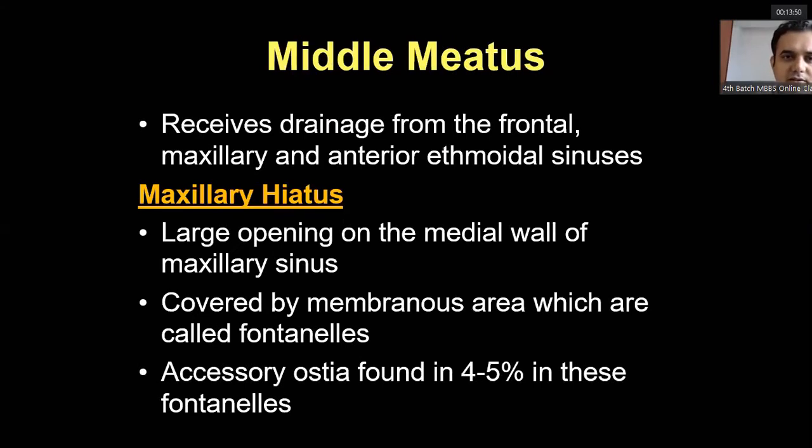Middle meatus. It receives drainage from the frontal, maxillary, and interethmoidal sinuses. Maxillary hiatus. It is a large opening on the medial wall of the maxillary sinus covered by membranous areas, which are covered by fontanelles. Accessory ostia are found in 4 to 5% in these fontanelles.